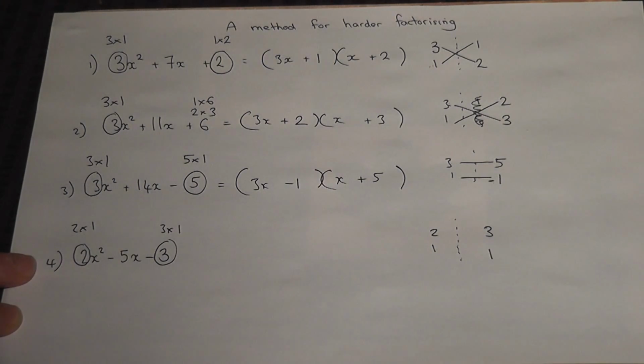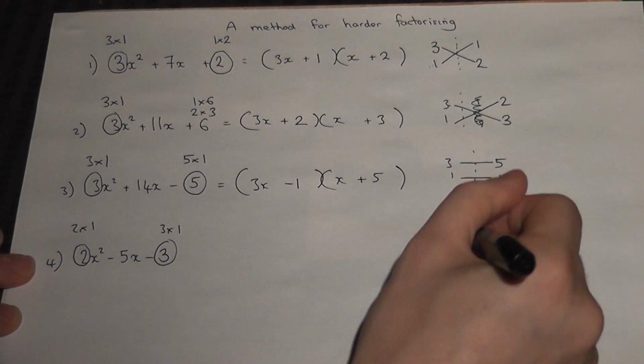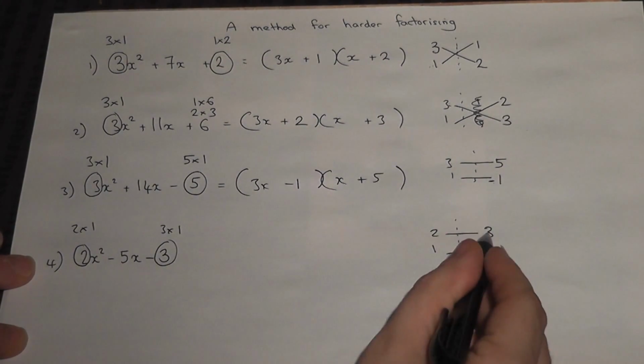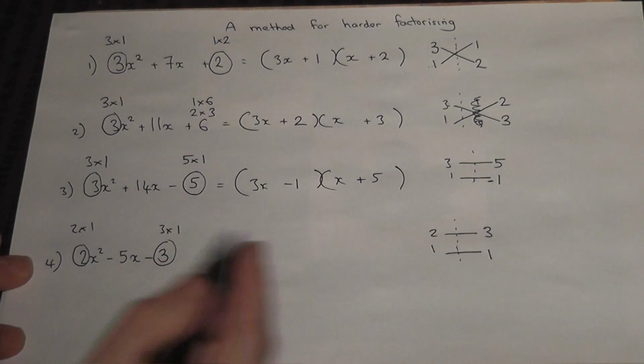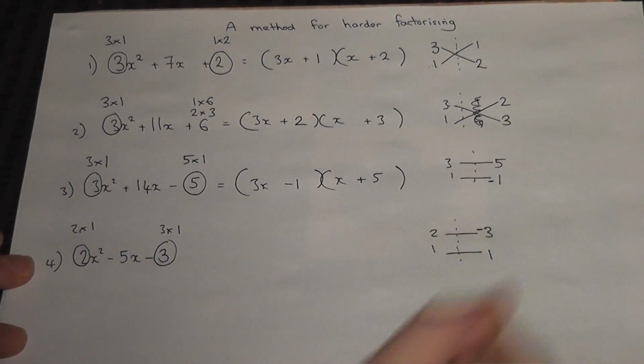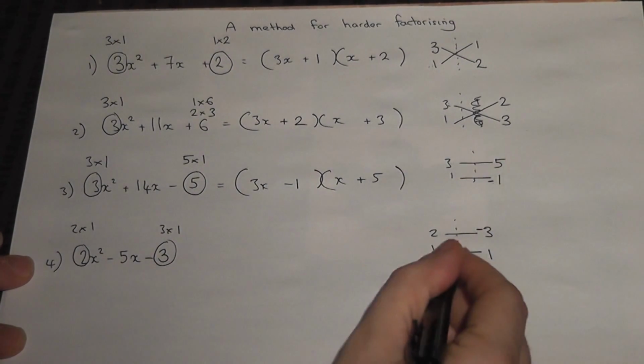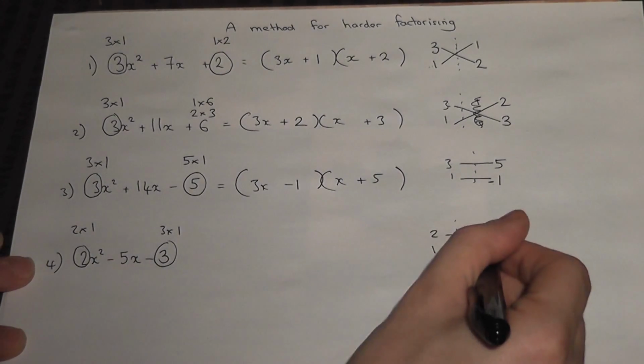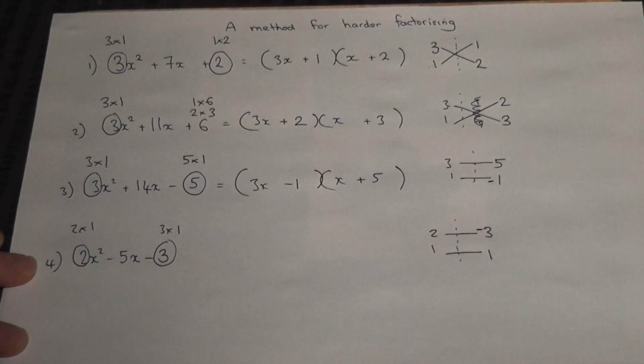Now watch this. If I look at this and do 2 times 3 is 6, and 1 times 1 is 1, 1 take away 6 is negative 5. So if I make that a negative, I get 1 take away 6 is negative 5, and 1 times minus 3 is also minus 3.